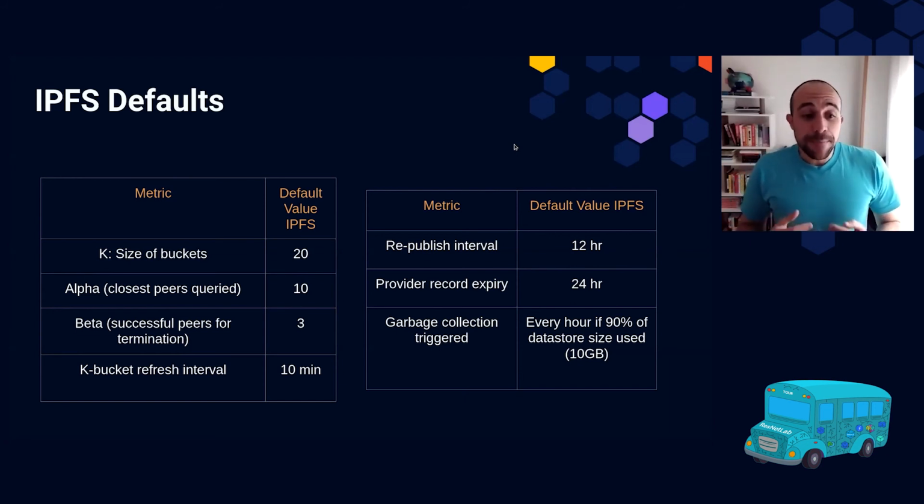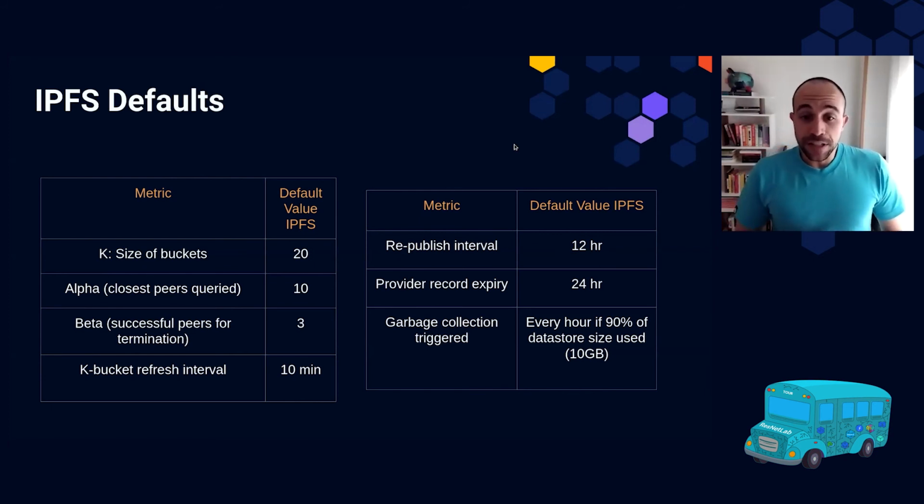And finally, the K bucket refresh interval is 10 minutes in our routing tables. For the provider records, the republish interval, as I already advanced, is 12 hours. So every 12 hours, we need to republish the provider record to accommodate node churn. And also the provider record expiry is 24 hours. So a provider record stops being valid after 24 hours if there has not been a republish.